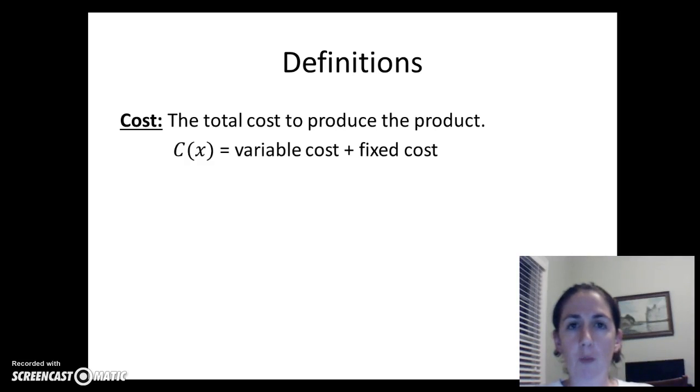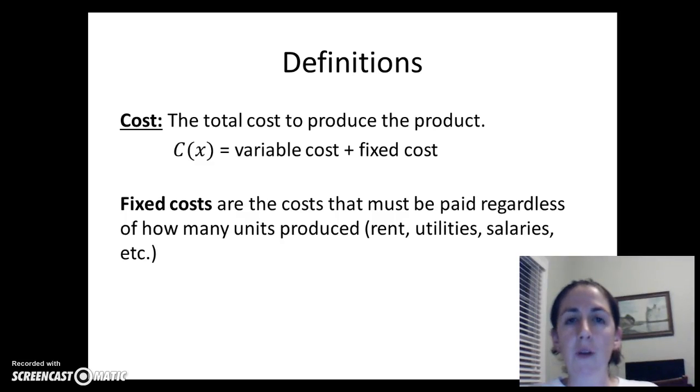This is made up of two components. You have your variable cost plus your fixed cost. Your fixed cost, these are the things that you have to spend money on no matter what. Whether you make 1 unit of your product or 1,000 units of your product, you still have to pay this every month or every year. This includes your rent, maybe the rent for the equipment or the rent for the building of your warehouse, your salaries, the utilities, electric bill, water bill, things like that.